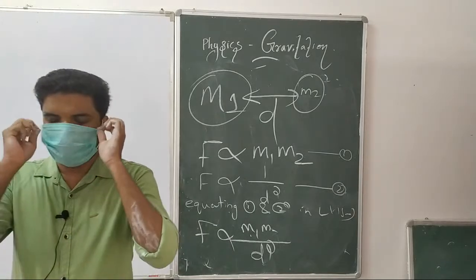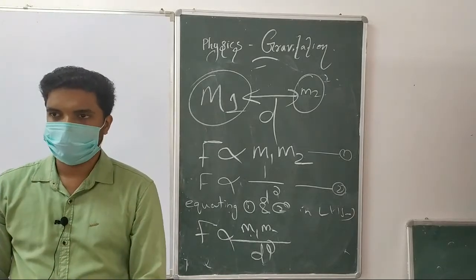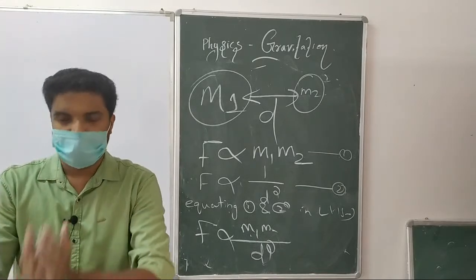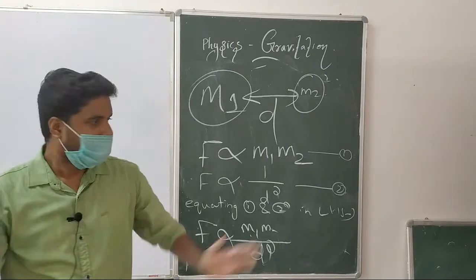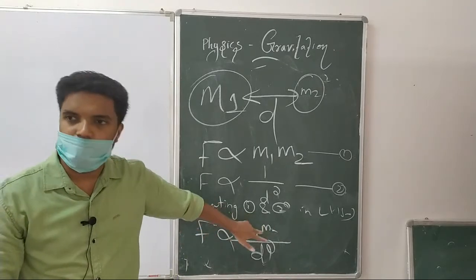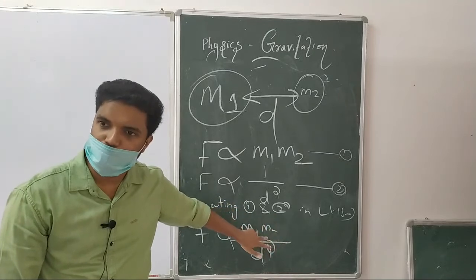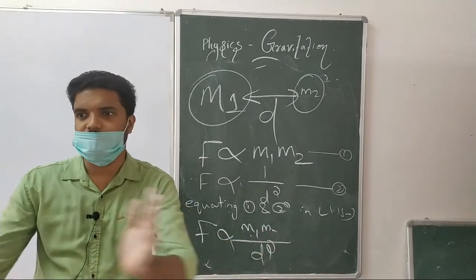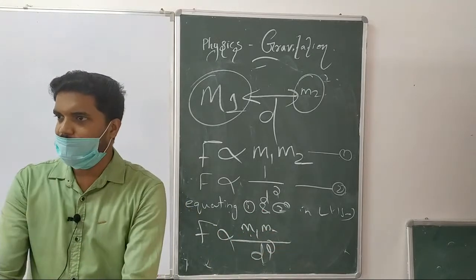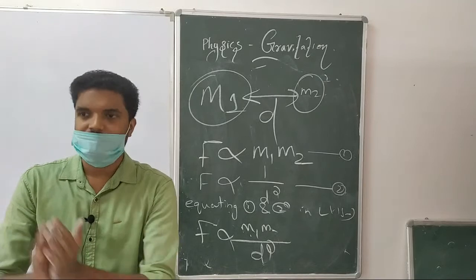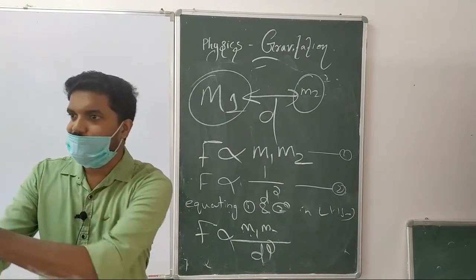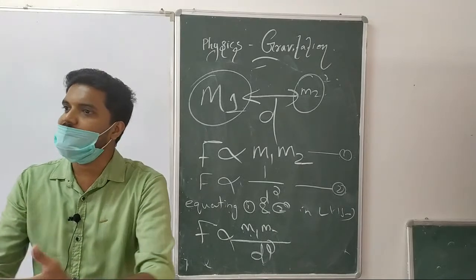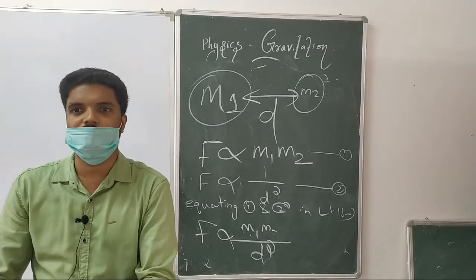Newton's law of gravitation states that every body in this universe attracts each other with a force which is directly proportional to the product of the masses of the two bodies and inversely proportional to the square of the distance between them.